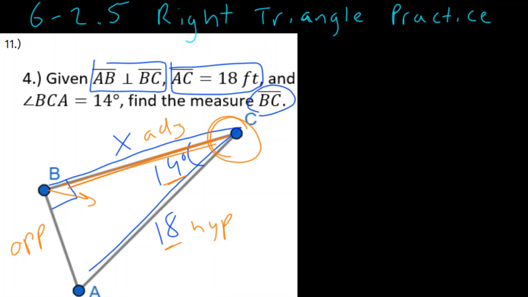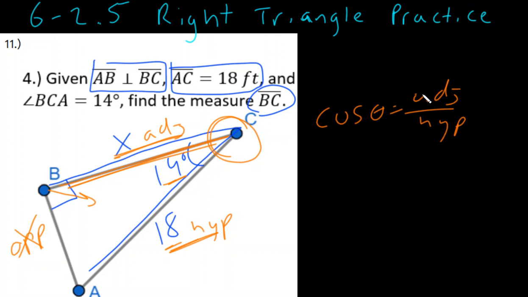Now we ask ourselves, which one of these three pieces of information do we just not need? And of course the answer is we don't need the opposite. Okay, so which one of our three trigonometric functions uses the adjacent and the hypotenuse? Well, of course that will be cosine theta, which is equal to the adjacent over the hypotenuse.